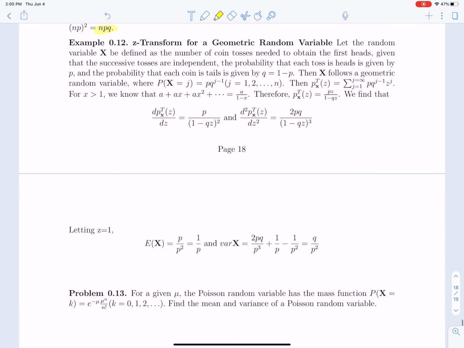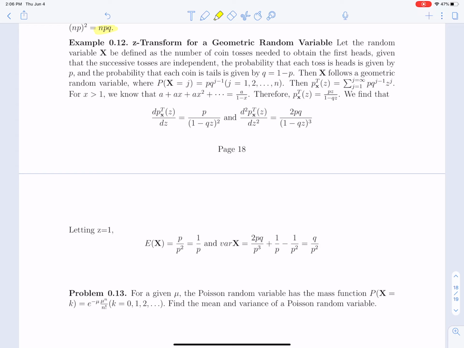So this is now a z transform for a geometric random variable. Geometric, think of that as like stuff with exponents in it. If you remember what a geometric sequence is, that'll probably help jog your memory. Let the random variable X be defined as the number of coin tosses needed to obtain the first heads. Given that the successive tosses are independent, the probability that each toss is heads is given by p, and the probability that each coin is tails is given by q, 1 minus p.